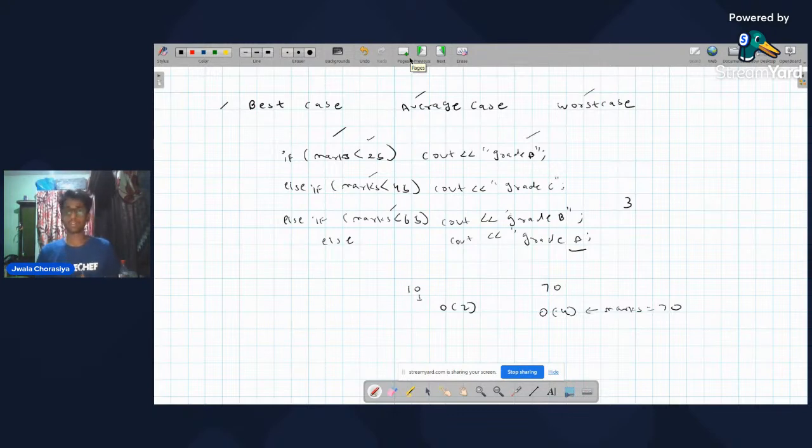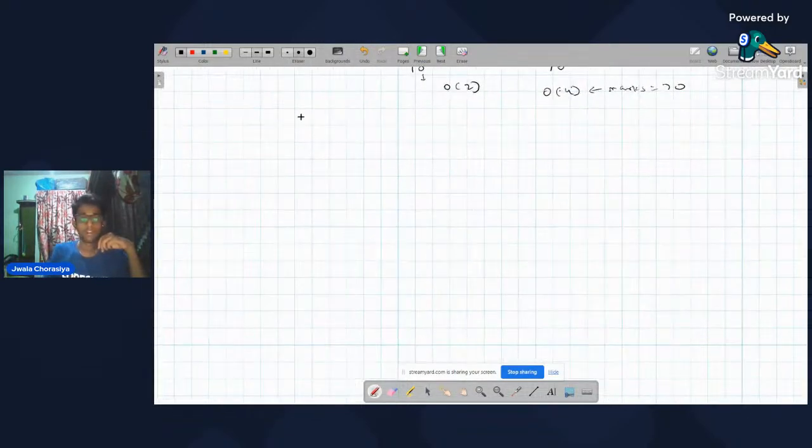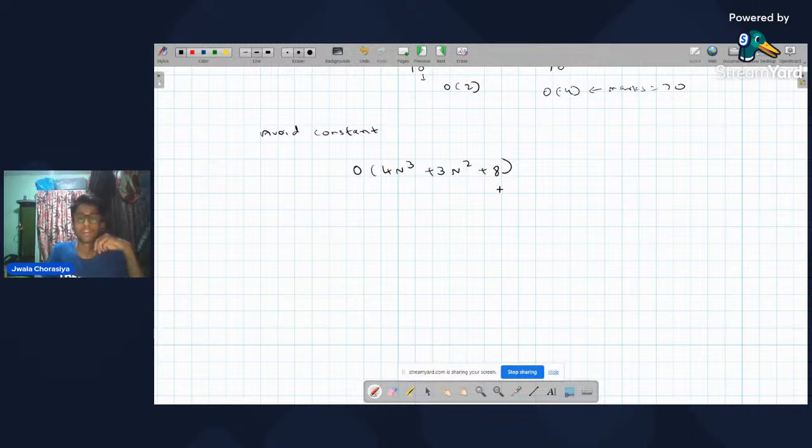So when we saw the three rules, the second rule was that we have to avoid the constants. Why do we do that? Let's see it over here. Let's say I have a time complexity like O of 4n cubed plus 3n squared plus 8, and let's say my n is equal to 10 to the power 5. This is my input size. So the equation becomes 4 times 10 to the power 15, plus 3 times n squared, which is 10 to the power 10, plus 8.